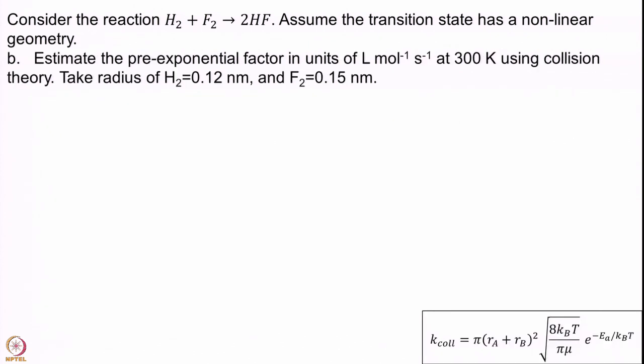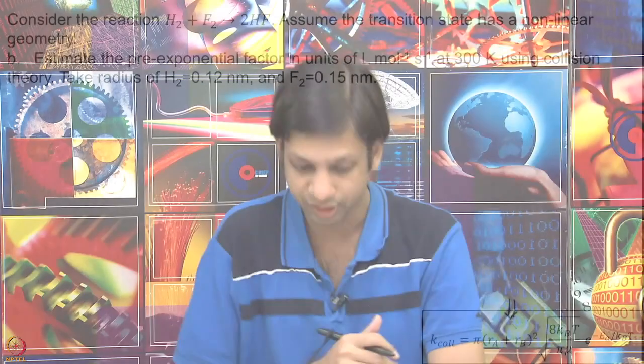Okay, so now we will look at part B of this problem. Let us recalculate this, but from collision theory now. So the collision theory, if you have forgotten by now, the rate is provided here. So again, take a pause. Solve this problem, get the answer in liter mole inverse second inverse and then come back. So pause the video now. Okay, hopefully you are back, hopefully you have punched the numbers on a calculator and got a number out.